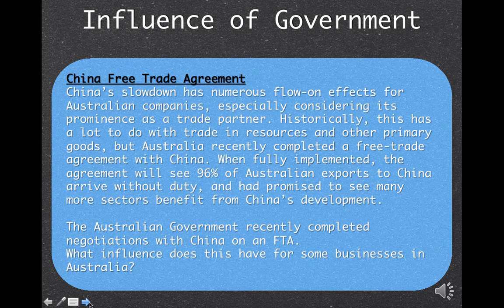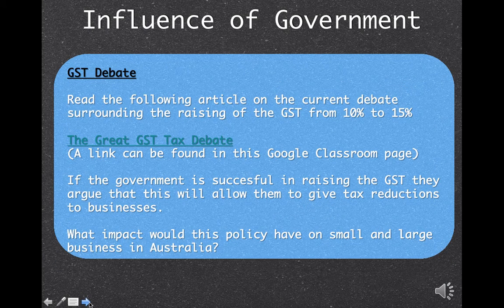Another influence of government is something that's happening at the moment around Australia, and that's the GST debate. If you read the following article, which is a link in your Google Classroom, this link is called The Great GST Tax Debate. Currently in Australia there is a big debate of whether we should raise the GST, the goods and services tax, from 10% to 15%. It will mean that the government can receive a lot more revenue, which can go to the states to pay for things like hospitals and schools and roads and the police.